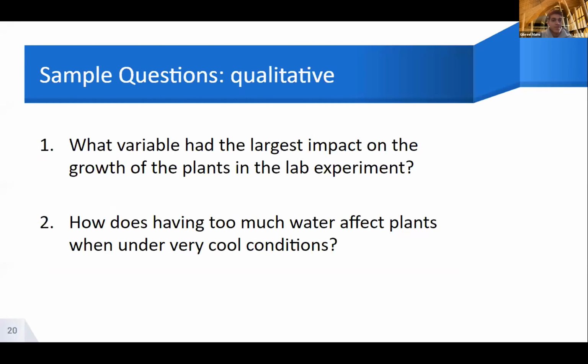Okay, so back to earlier when we were talking about qualitative versus quantitative. These are just 2 really basic examples of qualitative. The first one is: what variable had the largest impact on the growth of the plants in the lab experiment? And the second one is: how does having too much water affect plants when under very cool conditions? These are just really random examples to gain an understanding. And this obviously is qualitative, focusing more on descriptive instead of measured numbers, as we're going to see in the next slide.